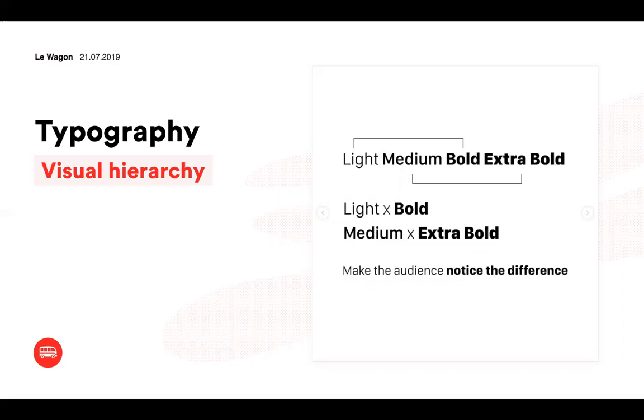Look at the contrast. When you have a light font and you combine that with bold headings, you will generate good contrast. And if you have a medium font that's a bit thicker than the light, you can go with the extra bold. This is to make sure the audience notices the difference. Because if you look at the first line, the bold and the extra bold are too similar. So it's better to go to the very extreme and work with a light and bold combination, and a medium and extra bold.